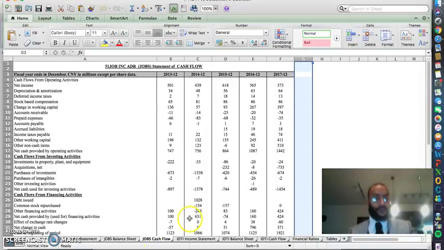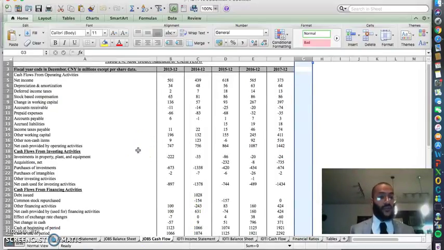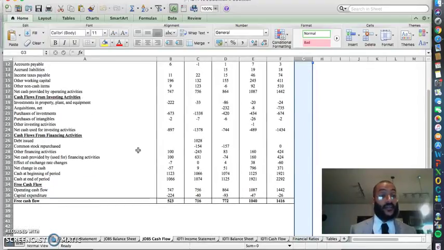The cash flow shows all the cash flow from investing activities, as well as the cash flow from financing activities and the free cash flow. The free cash flow of 2013 was 523. 2014 was 716. 2015 was 772, and then it went up to 1,040 in 2016, and then went a little bit up to 1,416 in 2017.